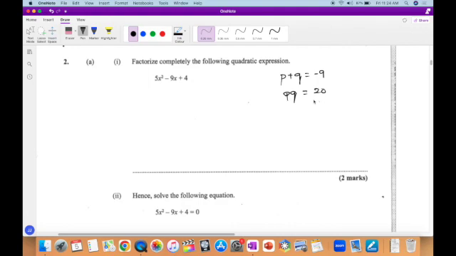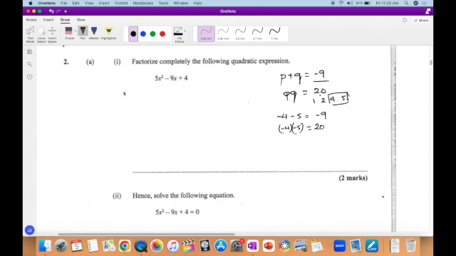Well, let's look at the factors of 20: 1, 2, 4, 5. And look, we have 4 and 5 there. 5 4s are 20. And 4 plus 5 is 9, but of course it's negative 9, so it wouldn't be 4 plus 5. It will have to be negative 4 minus 5, which gives us negative 9. Yes, you have to take the signs into account. And negative 4 multiplied by negative 5 will give us positive 20. So these are the numbers that we need.